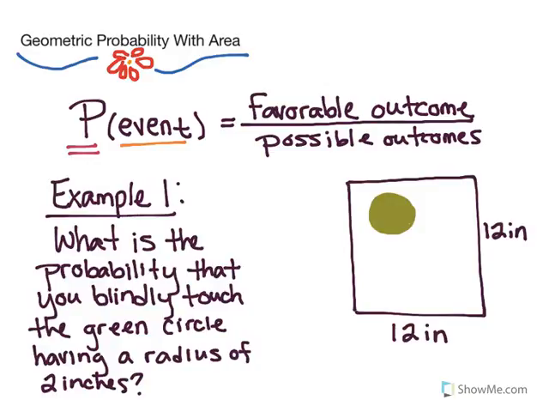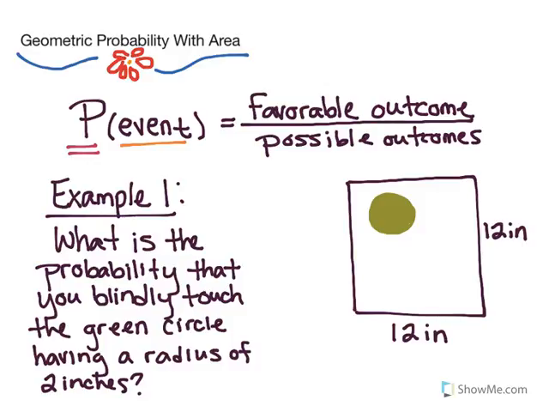So here's our first problem. We're going to have a square that's 12 by 12 inches, and we're going to have a green circle somewhere inside of it. And the question is, what is the probability that you blindly touch the green circle having a radius of 2 inches? In other words, if this 12 by 12 piece of paper, let's say, is in front of you and you close your eyes and you put your finger on it, what's the probability that your finger lands in the green circle?